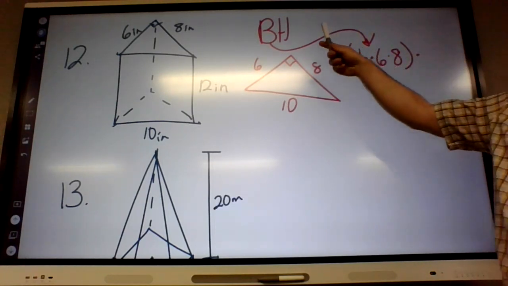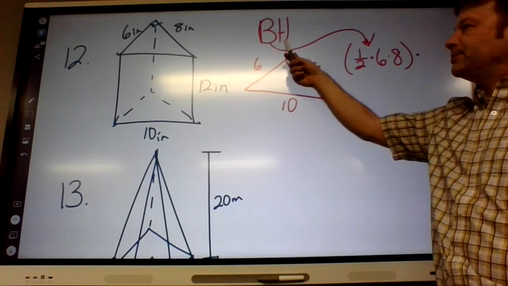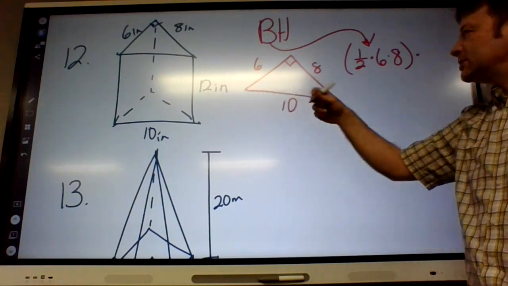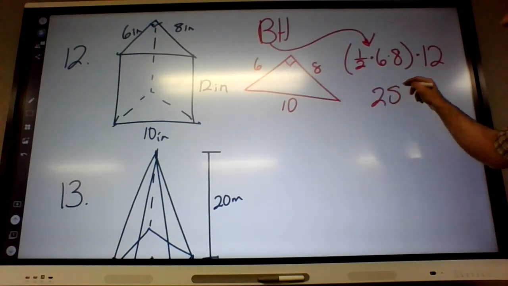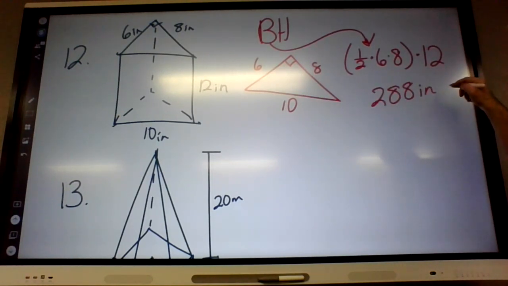Okay, what's the H in this problem? 12, the height of the prism. Let's see, it's 24 times 12, 288. I'd say that's one of the hardest ones. Really?